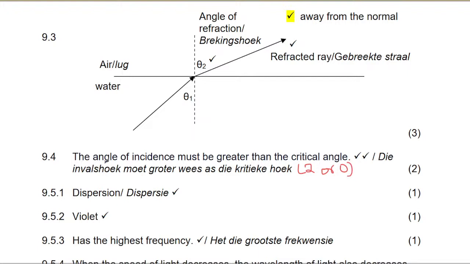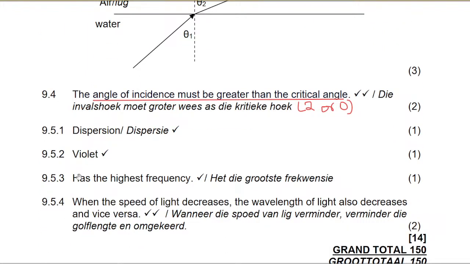The angle of incidence must be greater than the critical angle. So it's very important that the learner states it with reference to the angle of incidence. So 9.5, light can undergo a phenomenon whereby it breaks up into its component colors. 9.5.1, write down the name of the above phenomenon, which is the dispersion of light. That will be 1 mark.